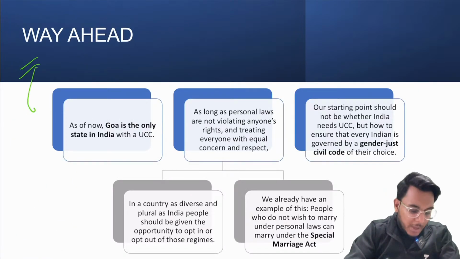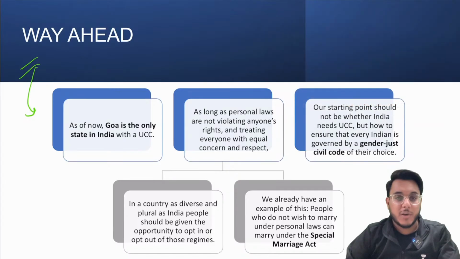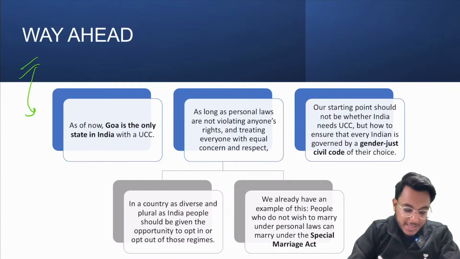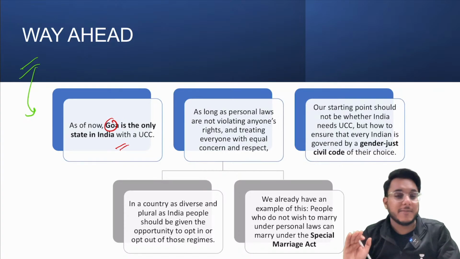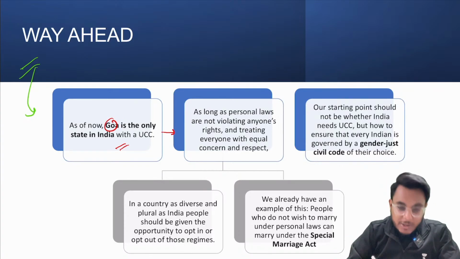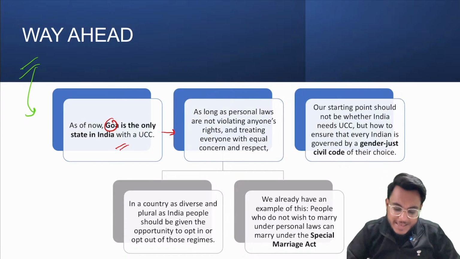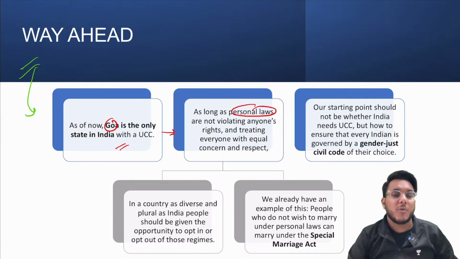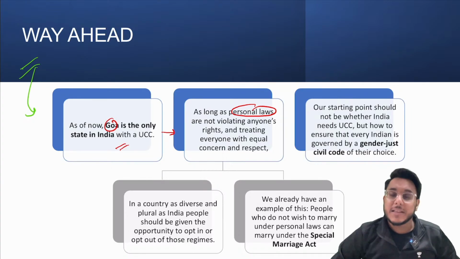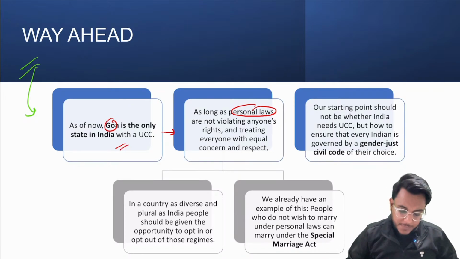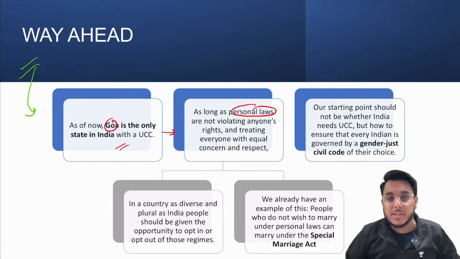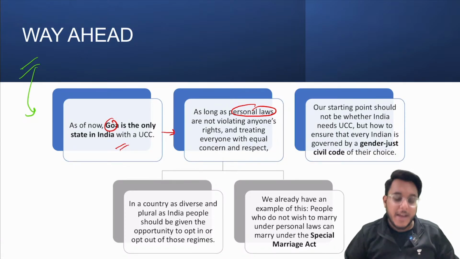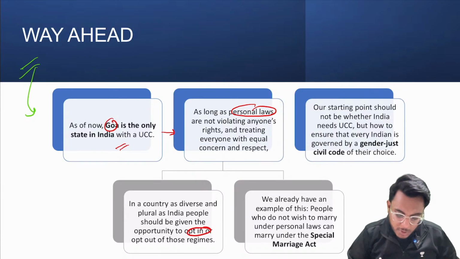Okay, now as we talk about the present times, what is the present status of UCC and what should be done? In this particular direction, guys, Goa is the only state in India which has a UCC. Now as we talk about UCC, it is being provided that as long as personal laws are not violating anybody's right and are treating everybody with equality, respect and concern, the personal laws can exist. And rather, in fact, apart from having a UCC, we are a diverse country. We should respect the diversity, including the cultural and religious diversity, and people should be given an opportunity to opt in or opt out of those regimes.